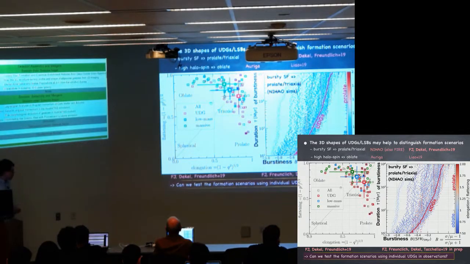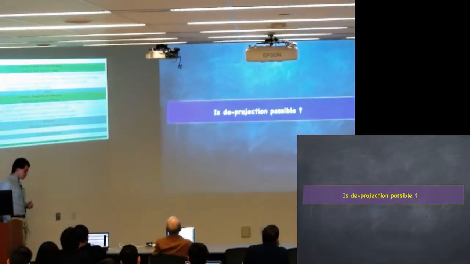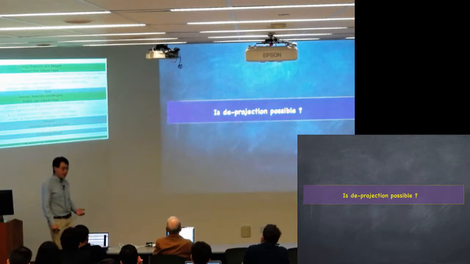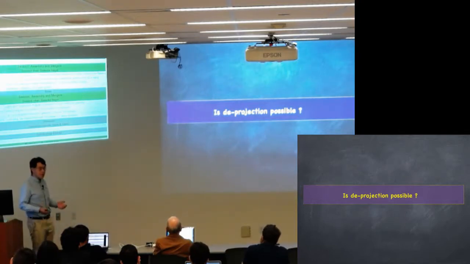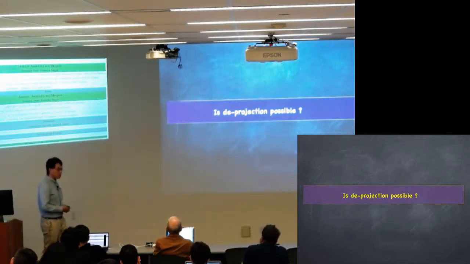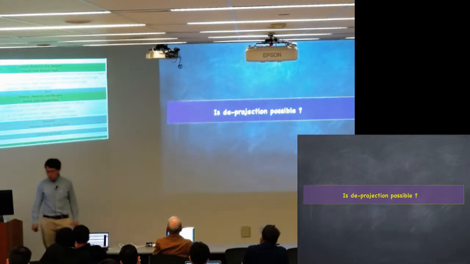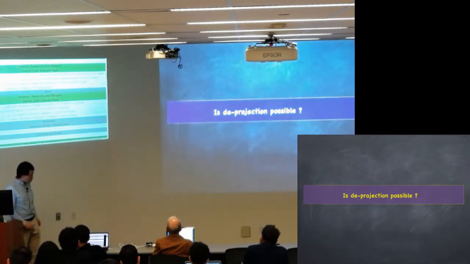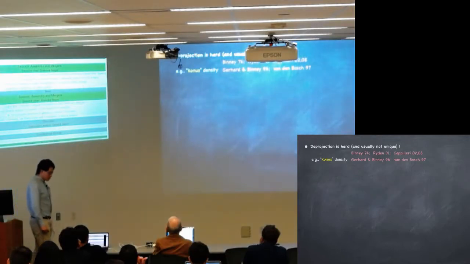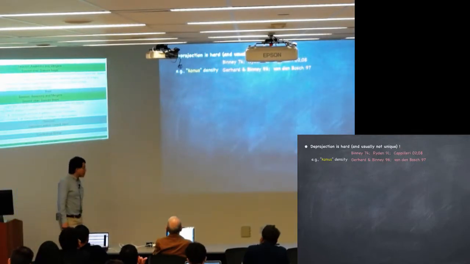And doing the deprojection for UDGs is very practical because all the observations are very, very deep. Even for small telescopes like Dragonfly, with several days of observation, it can reach surface brightness as low as 30 magnitude per arcsec squared. So is it possible at all? That's the key question. We know that it's a classic problem and it's very hard. It took generations of astronomers to figure it out.